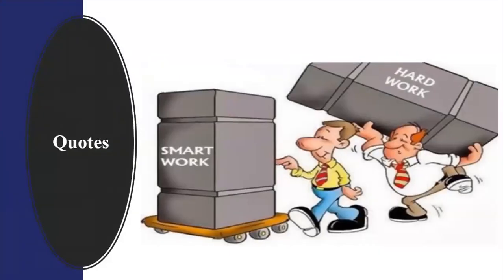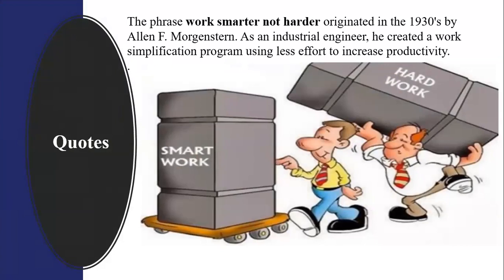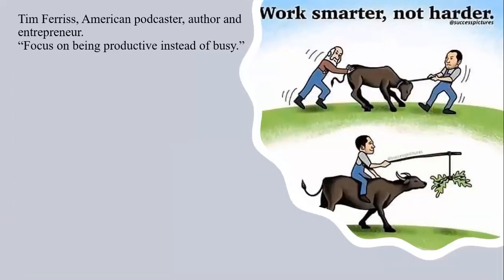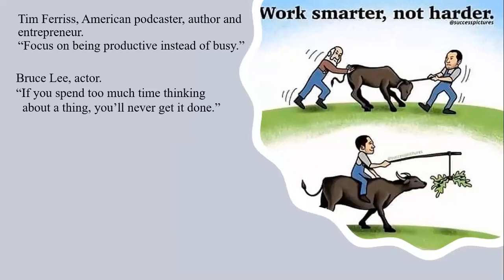Let's have a look at some quotes of some successful people. The phrase "work smarter, not harder" originated in the 1930s by Alan Morgenstern. As an industrial engineer, he created a work simplification program using less effort to increase productivity. Tim Ferriss said, "Focus on being productive instead of busy." Bruce Lee said, "If you spend too much time thinking about a thing, you'll never get it done."